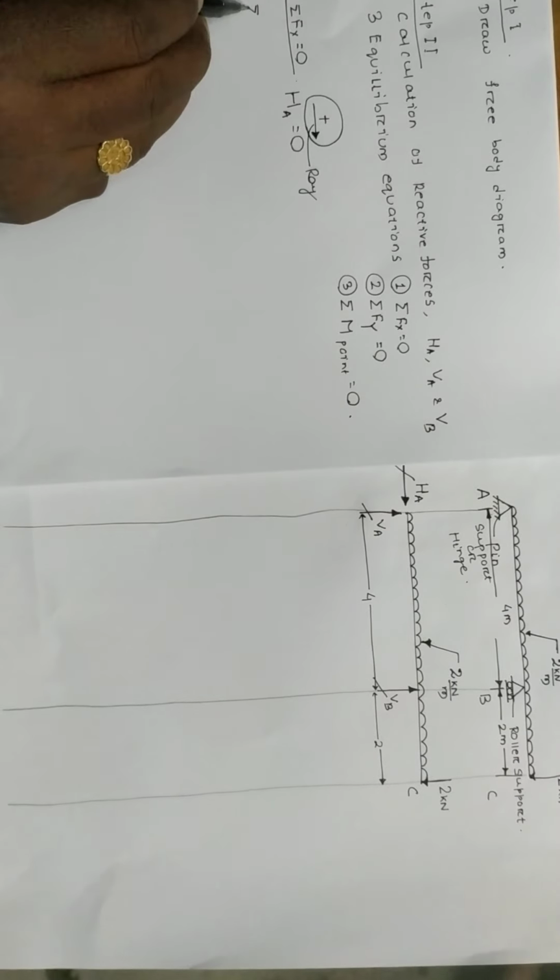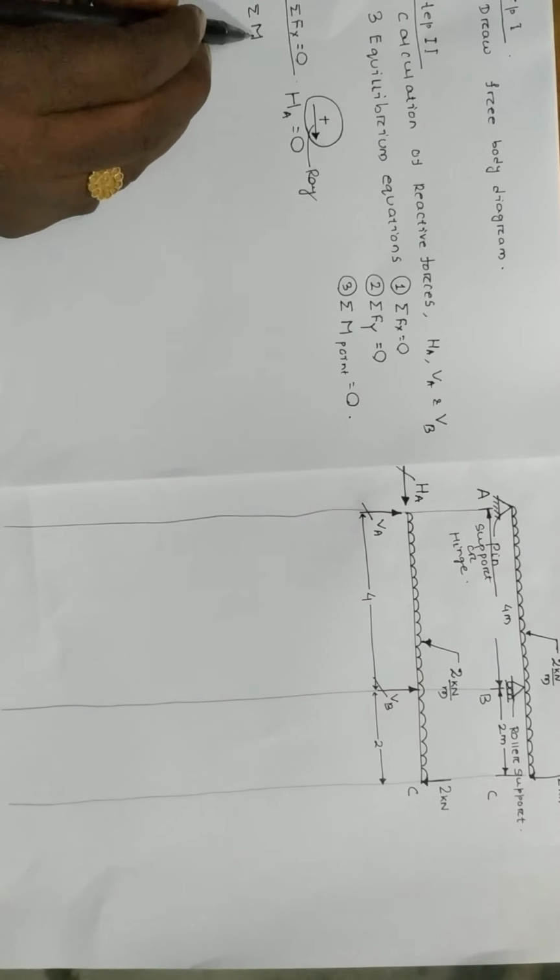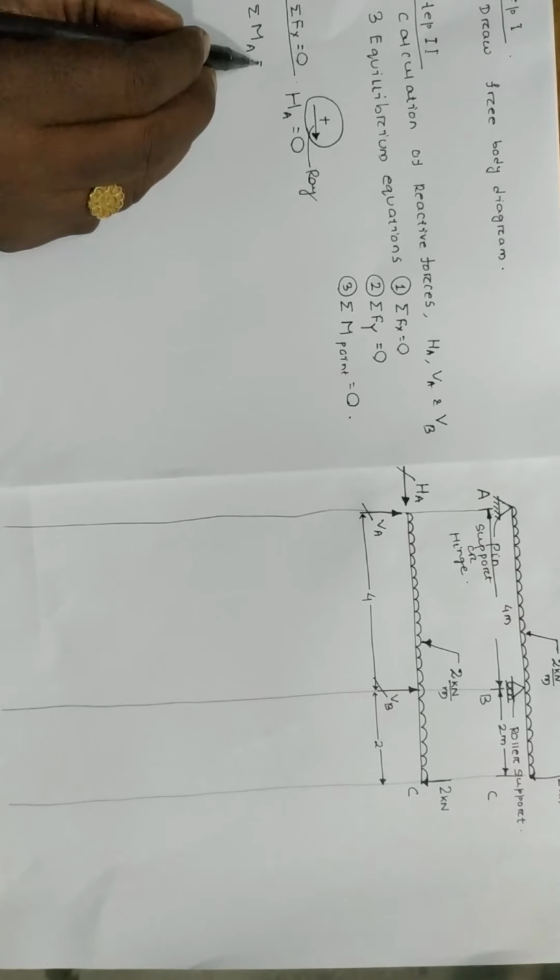I will consider a point in such a way that the moment due to one of the forces will vanish, will be 0. So either you can take moment at A or you can take moment at B. So I am taking moment at A. Let it be summation of moment about point A equal to 0.